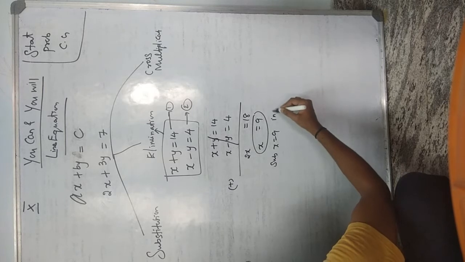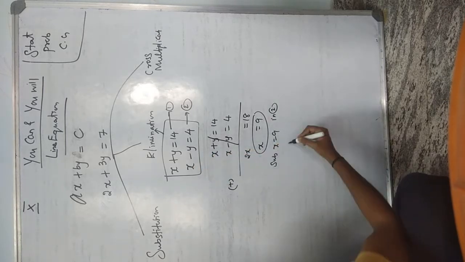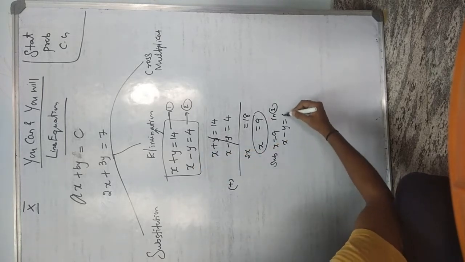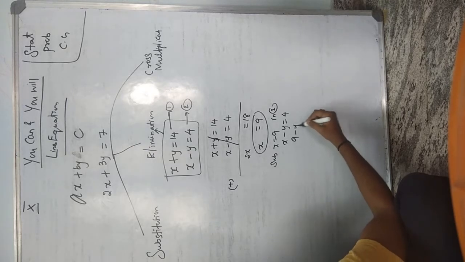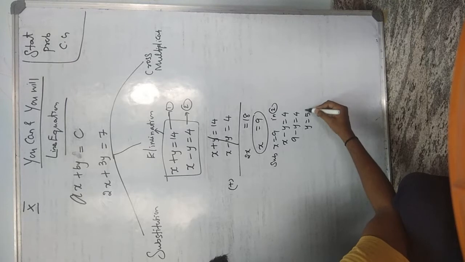I'll substitute equation number 2. So x equal to 9 now. So x minus y equal to 4, 9 minus y equal to 4. Therefore y equal to 5.